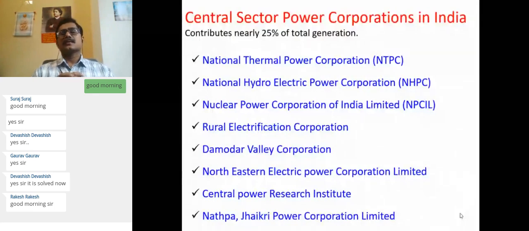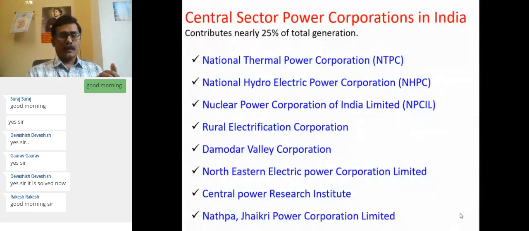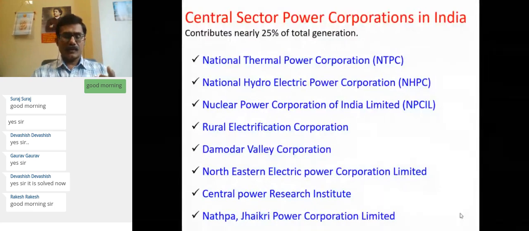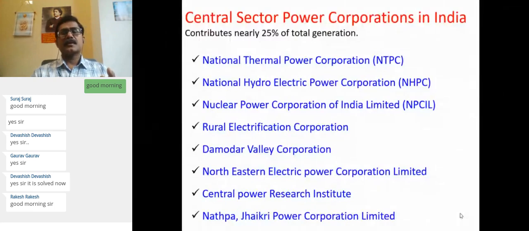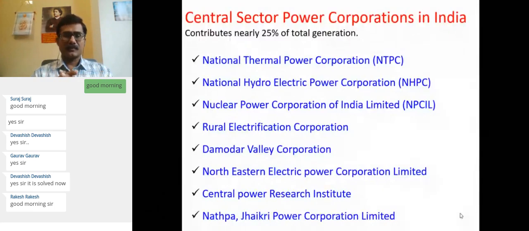Out of the total generation capacity at the national level, which includes the energy generated by the central sector, the state sector, and the private sector, if we combine the energy generated by all these three players and account it as 100%, nearly one quarter, or 25%, of the energy is generated by the central power corporations or companies at the national level.